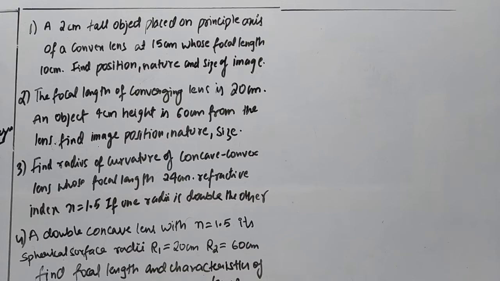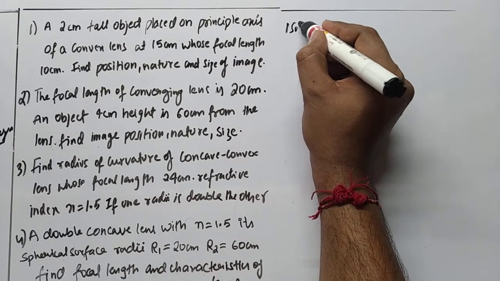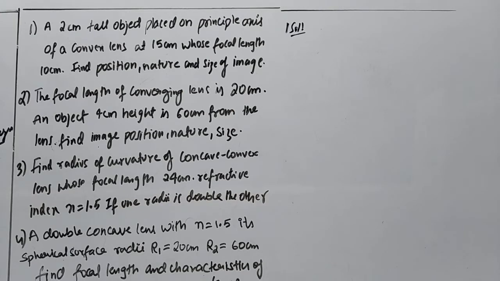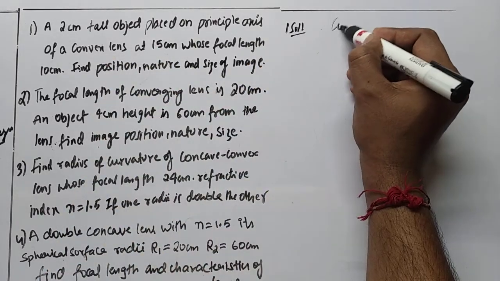A 2 centimeter tall object is placed on the principal axis of a convex lens at 15 centimeters, whose focal length is given, and you have to find the position, nature and size. If you want to find the solution for the first question, the first thing you need to write is which type of lens is given in the question. The type of lens mentioned in the question is convex lens.